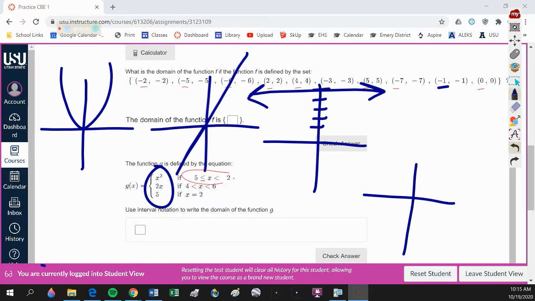So this one goes from -5 to -2. So that chunk here gets moved down like that. And then the next one occurs from 4 to 6. So this chunk here gets moved to there. And then this one is just a single point. So 1, 2, that point right there.